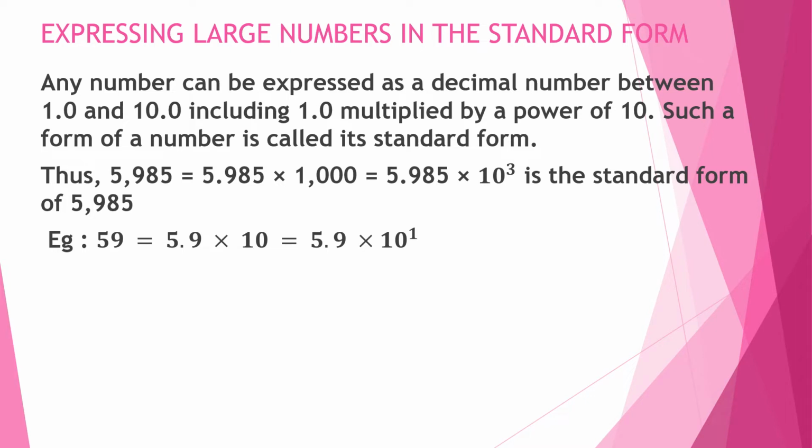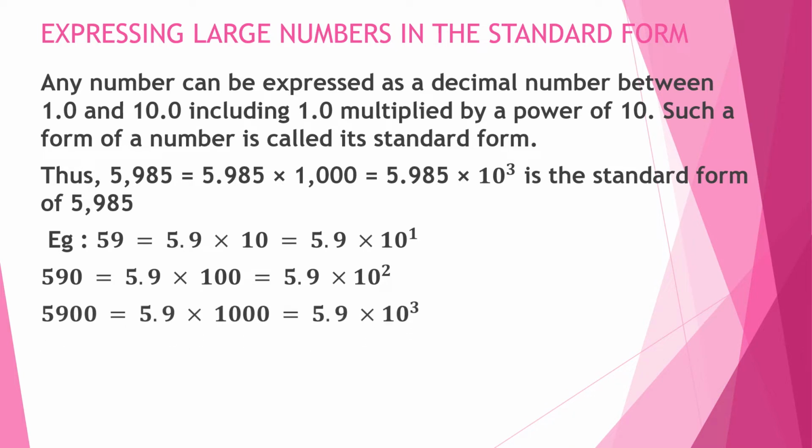Now we can see how to express 59 in the standard form. So 59 can be written as 5.9 multiplied by 10. The power of 10 is 1. So the standard form of 59 is 5.9 into 10 raised to 1. Similarly, 590 can be written as 5.9 multiplied by 100. 100 can be written in exponential form as 10 raised to 2. So the standard form of 590 is 5.9 into 10 raised to 2.